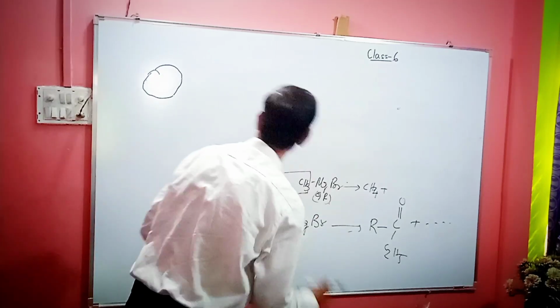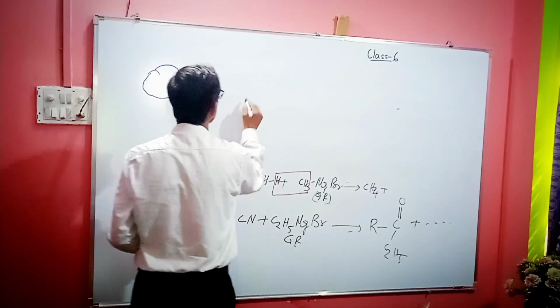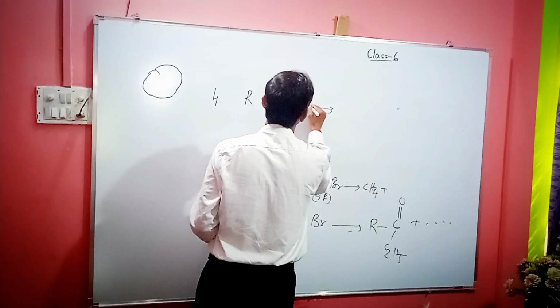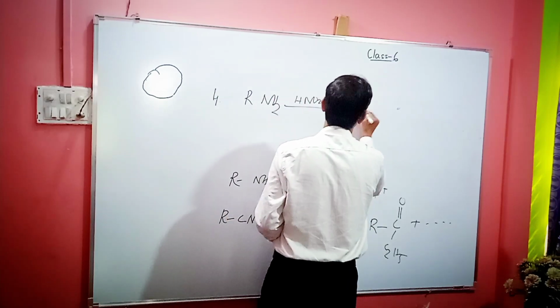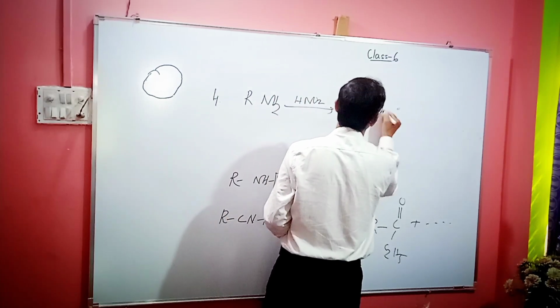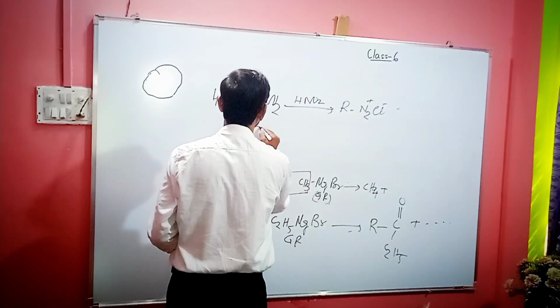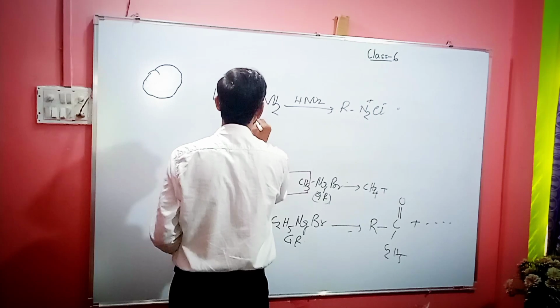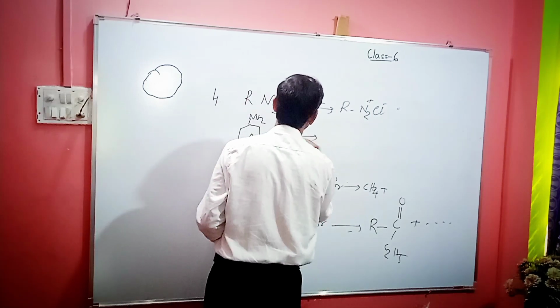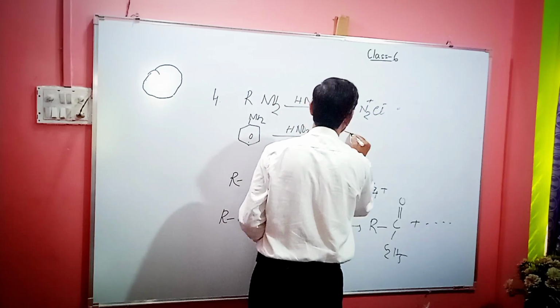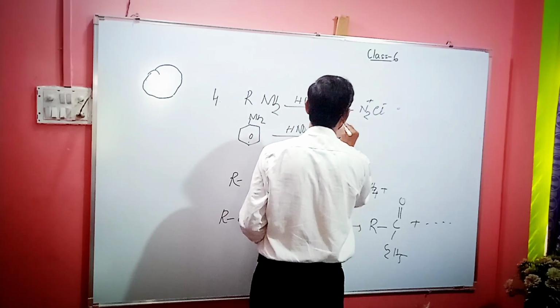Next type of reaction was nitrous acid, amine with nitrous acid, that gave this. Aromatic amine, this aniline with nitrous acid, that gives benzene diazonium chloride.